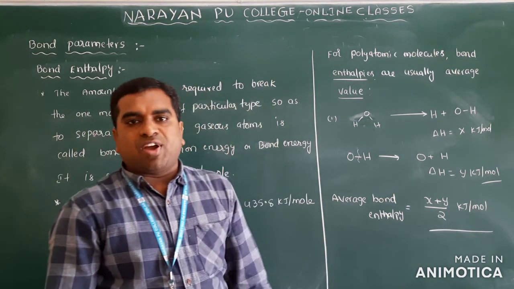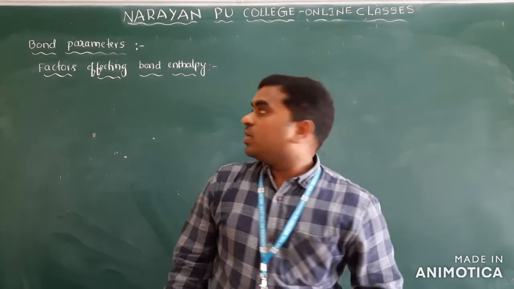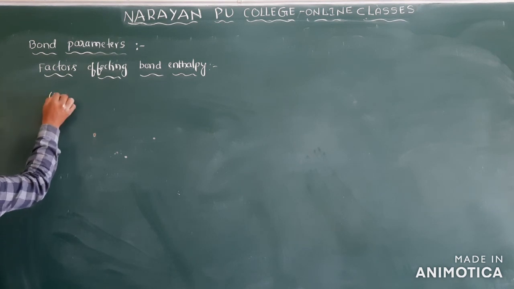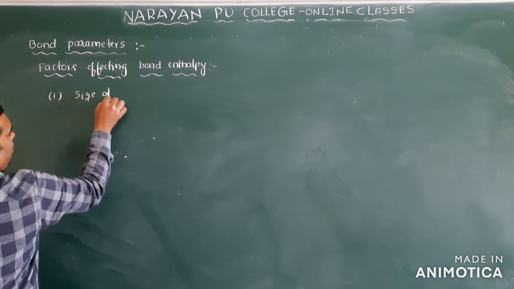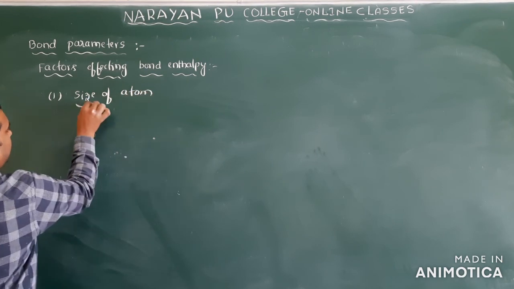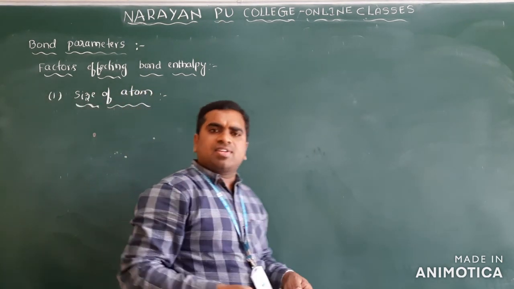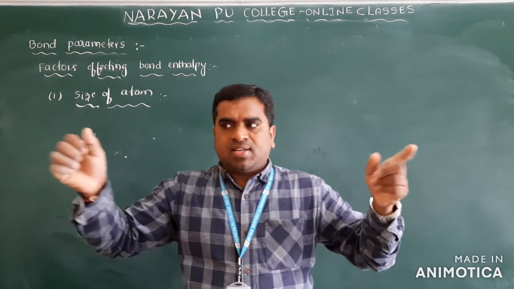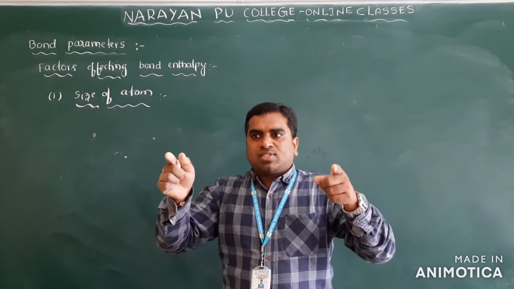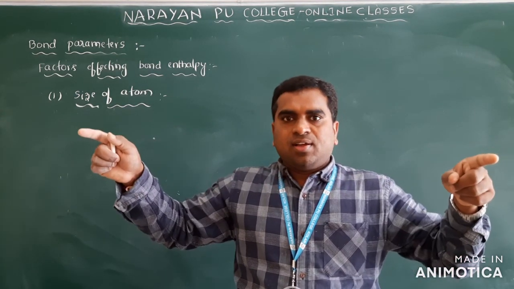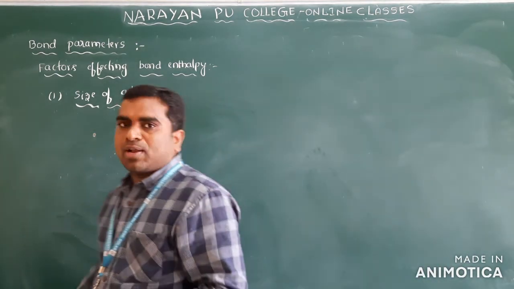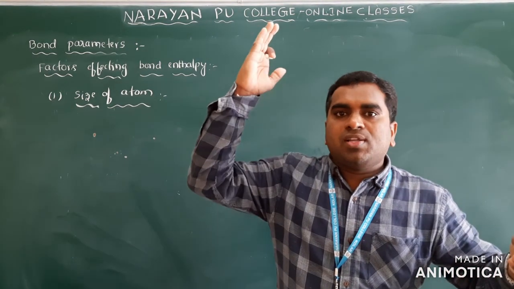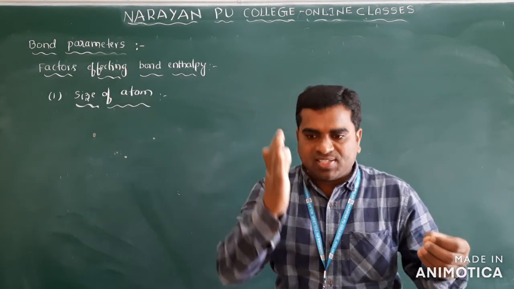So now we will discuss factors affecting the bond enthalpy. First factor is size of atom. As we have discussed just now, as the size of atom increases, the distance between the nuclei of the bonded atoms also increases. Bond length increases. As the size of atom increases, bond length increases. If bond length increases, bond strength decreases, meaning that bond can easily break.